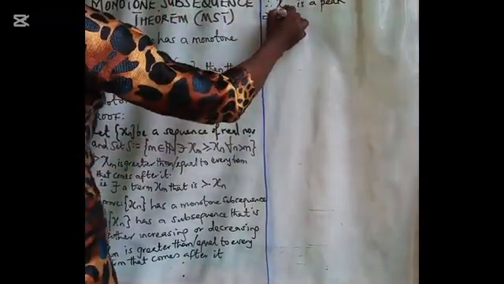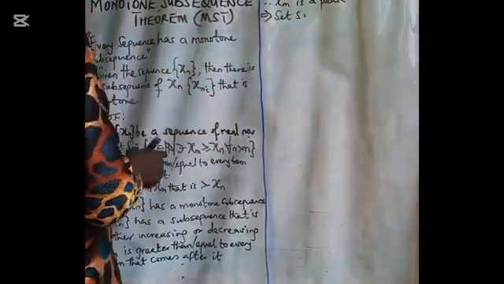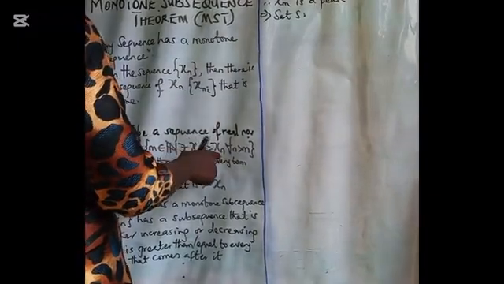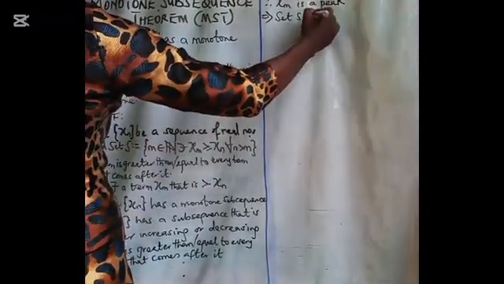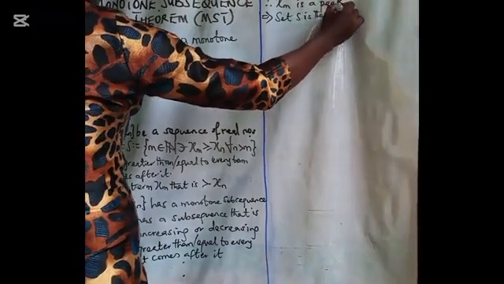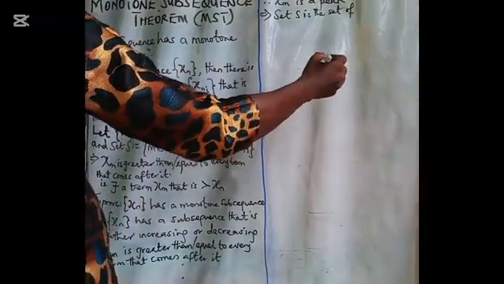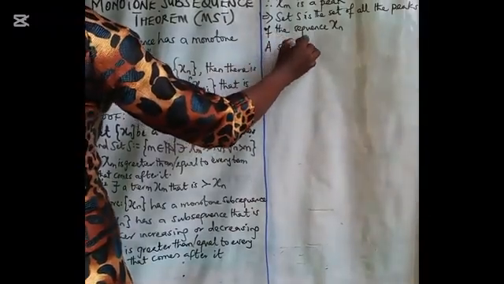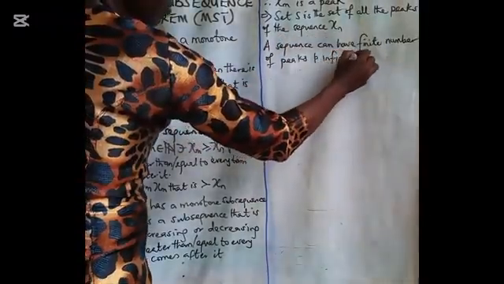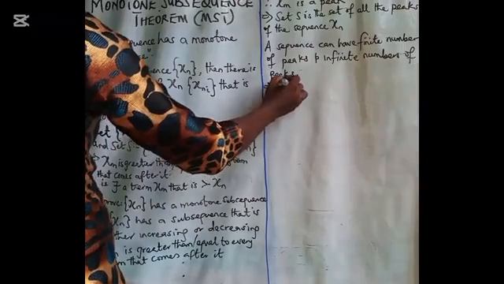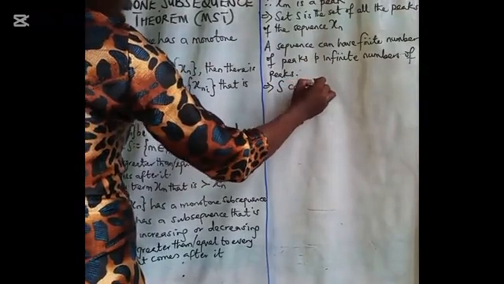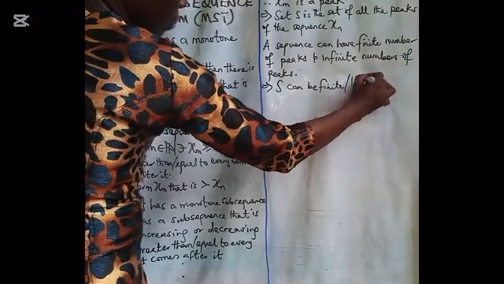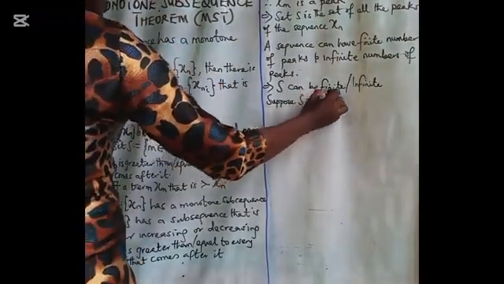And that implies that the set S, which is defined as m belonging to natural numbers such that x sub m is greater than or equal to x sub n, is the set of all the peaks of the sequence x sub n. A sequence can have a finite number of peaks or an infinite number of peaks. This implies that the set S can be finite or infinite. Suppose S is infinite.